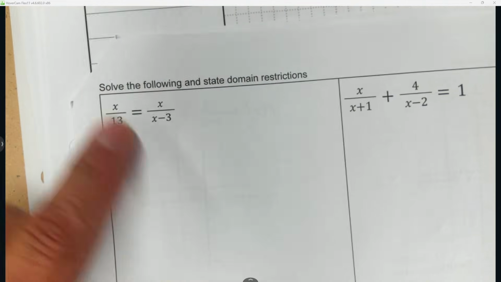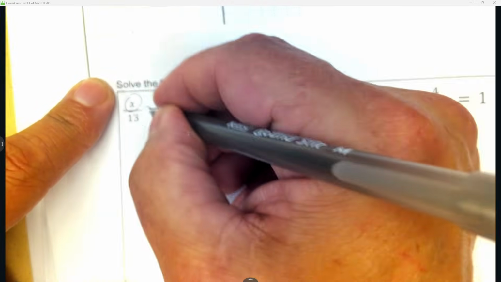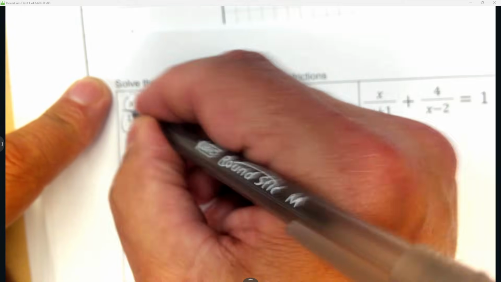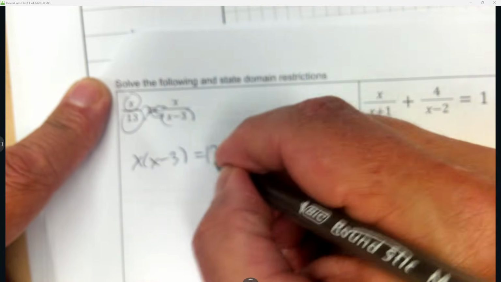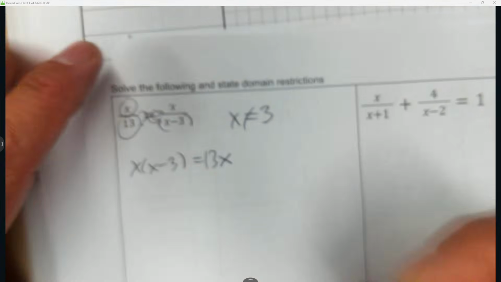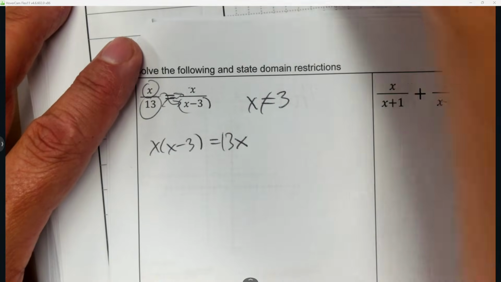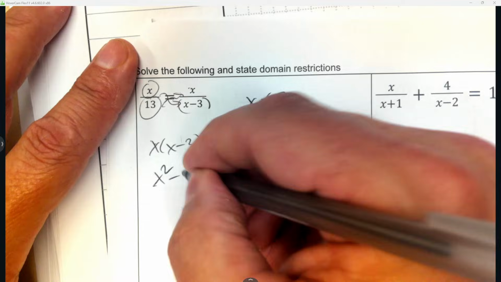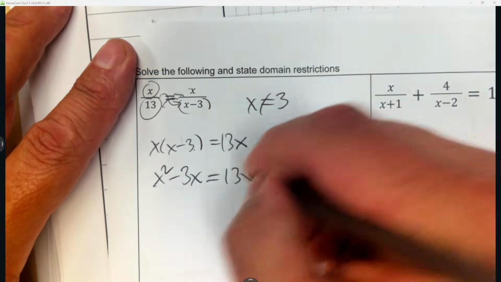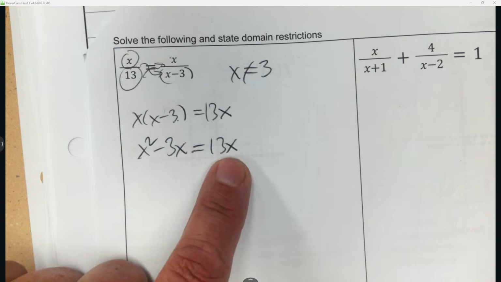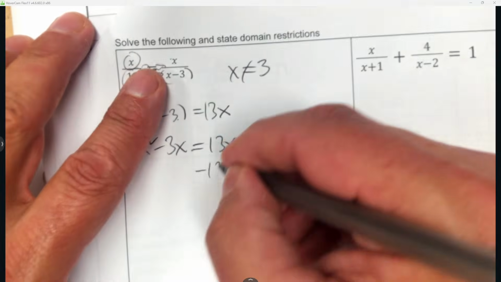This is a proportion again, so I'm going to go x times x minus 3. I'm also going to go 13 times x, and then I'm going to solve it. Now recognize the denominator, that x can't equal positive 3, and then we're going to solve this. So x times x is x squared. x times negative 3 is negative 3x. To solve this, I'm going to make it equal to 0. So I'm going to subtract 13x.